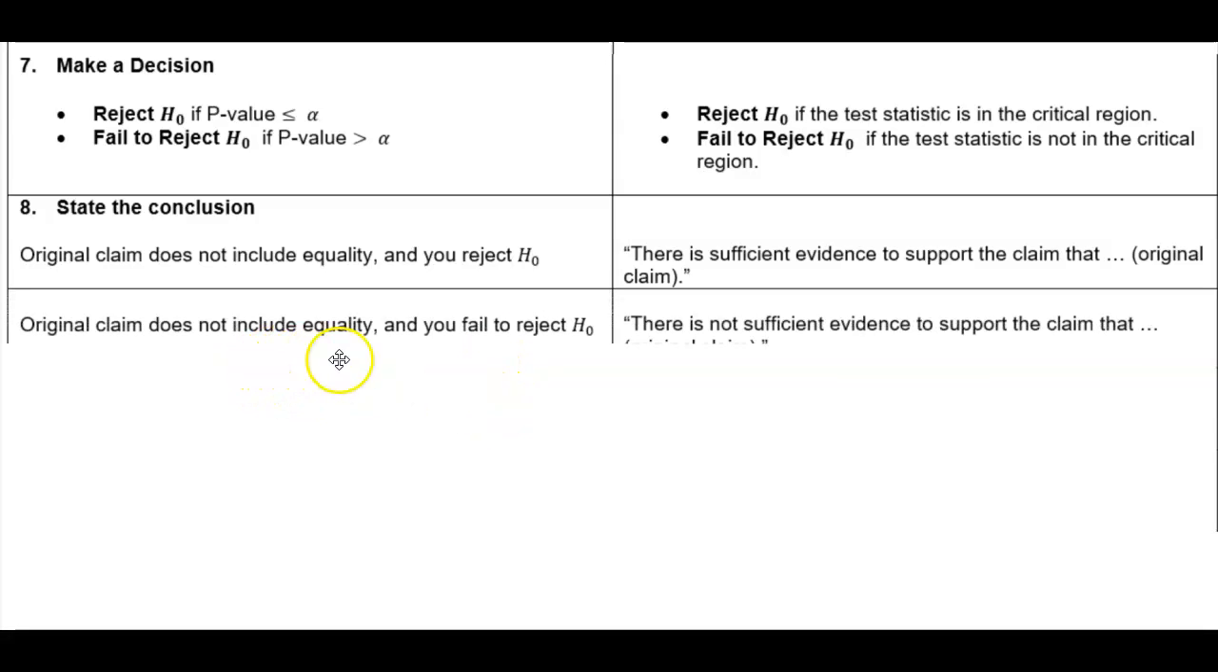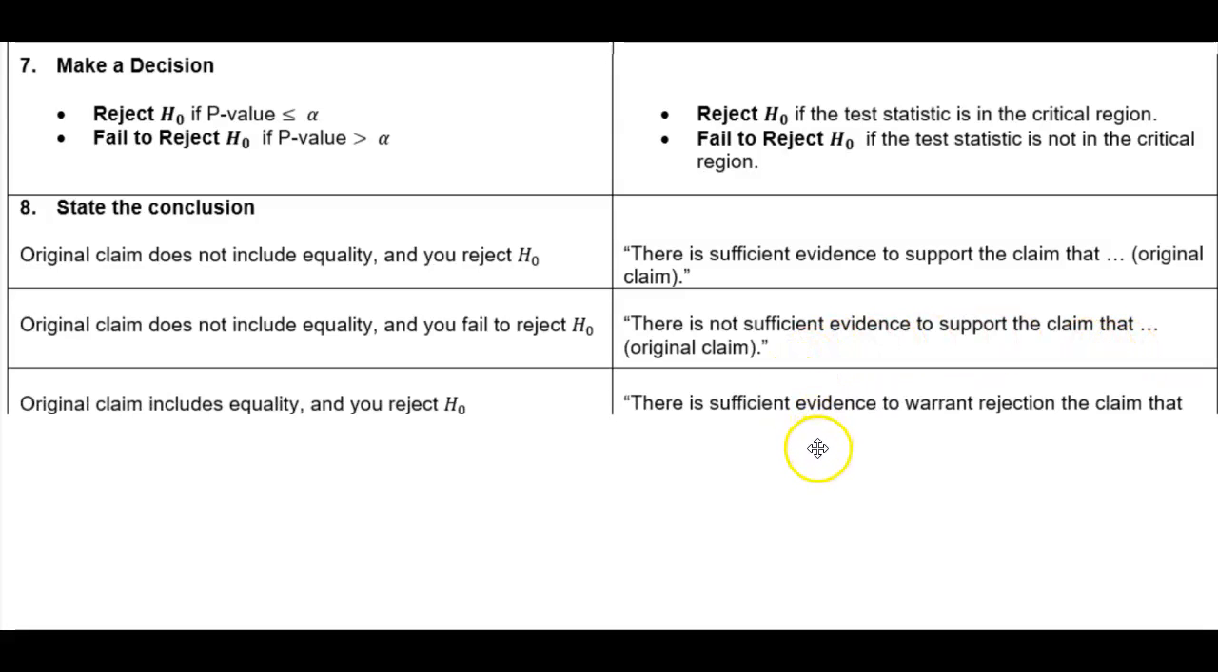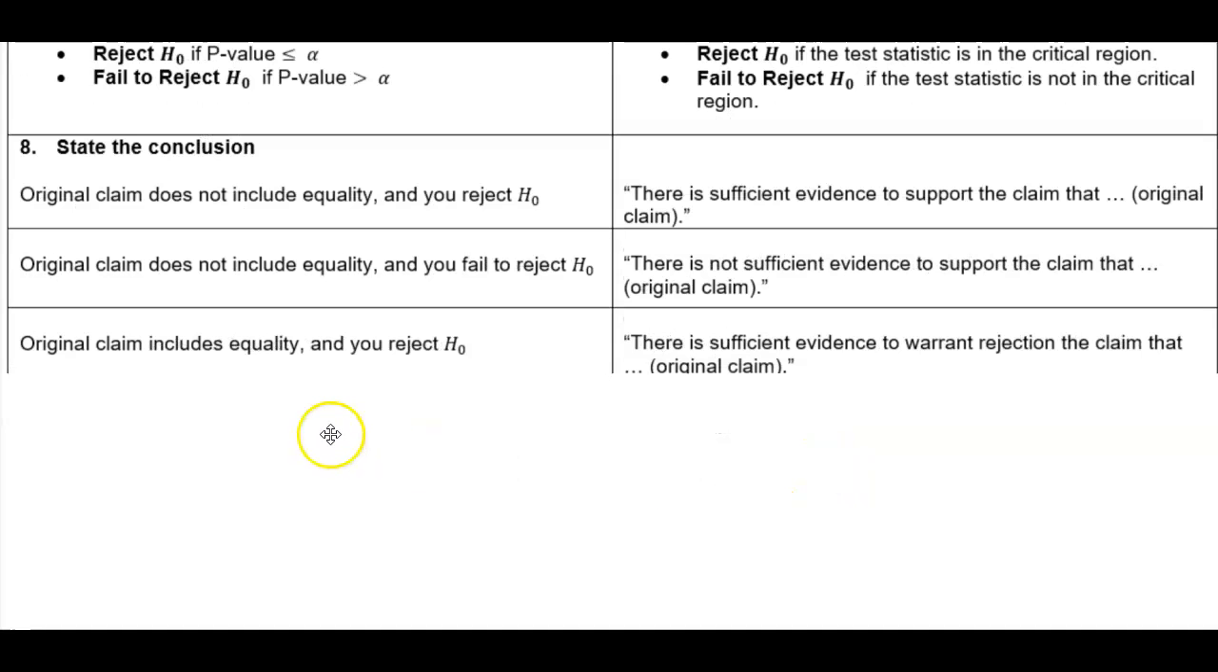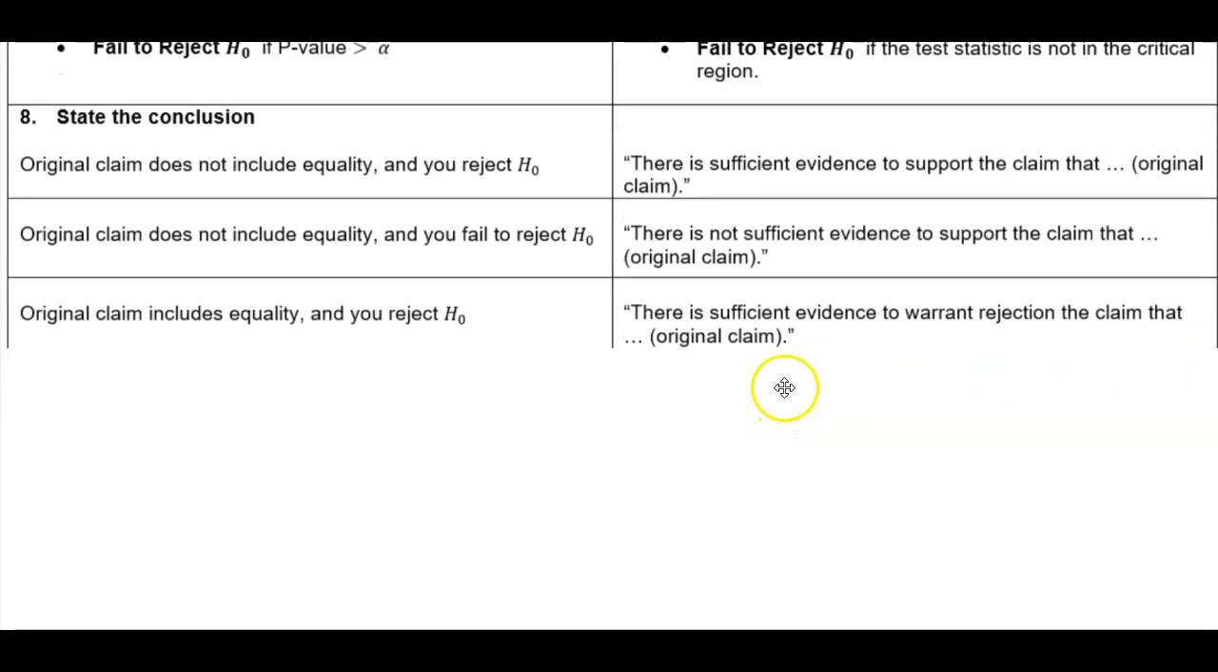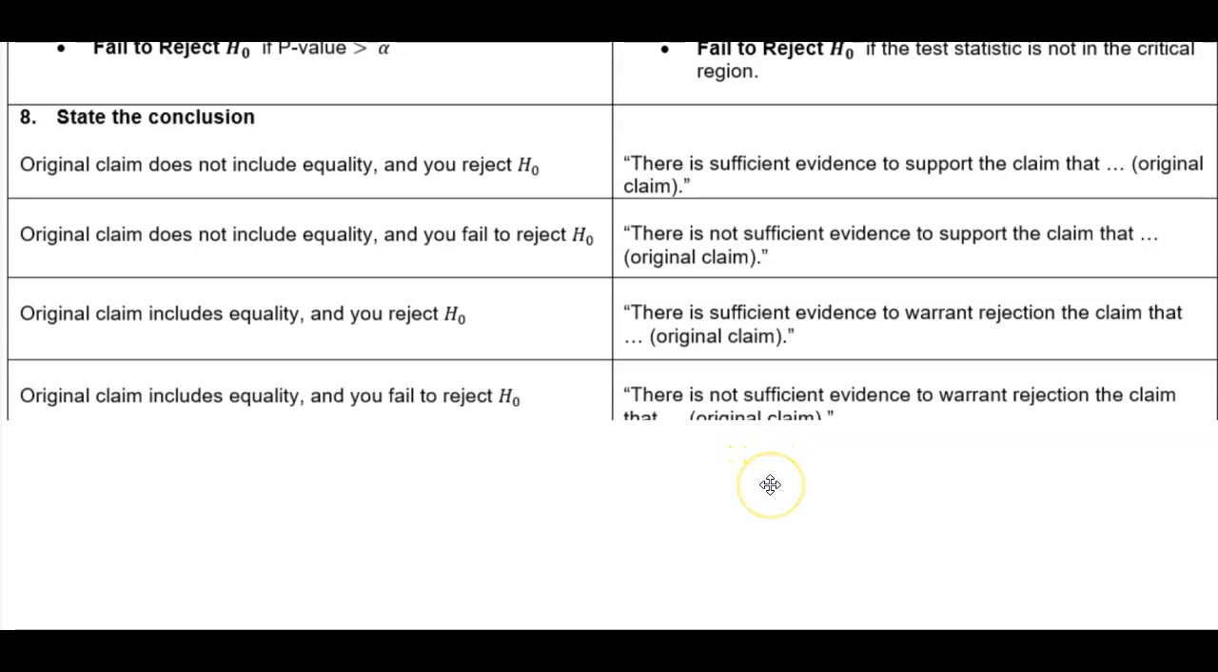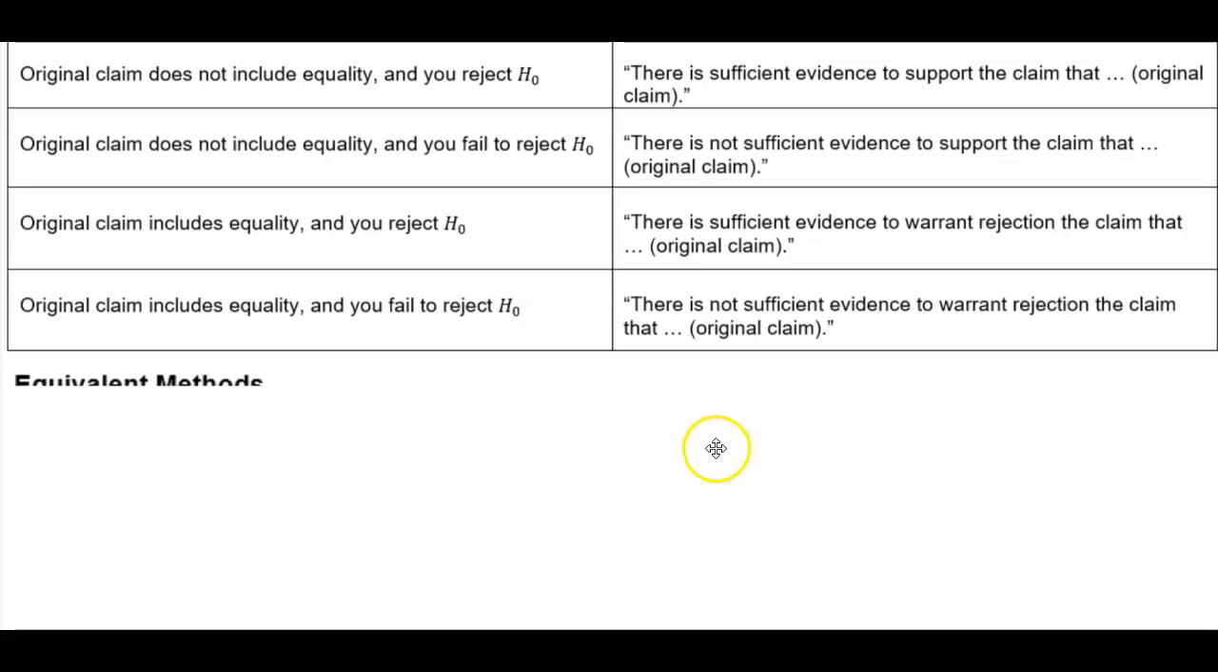If the original claim does not include equality and you fail to reject the null hypothesis, then there is not sufficient evidence to support the claim that, followed by the original claim. If the original claim includes equality and you reject the null hypothesis, then you would say that there is sufficient evidence to warrant rejection of the claim that, followed by the original claim. And if the original claim includes equality and you fail to reject the null hypothesis, then there is not sufficient evidence to warrant rejection of the claim that, followed by the original claim.